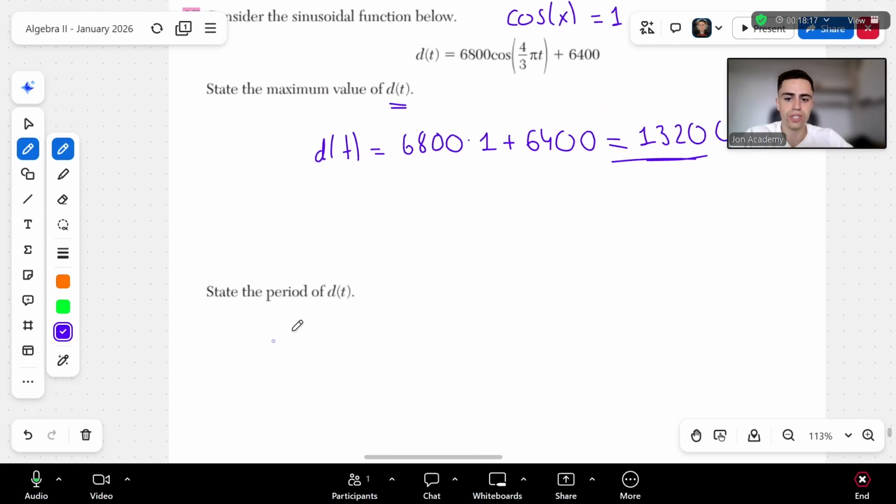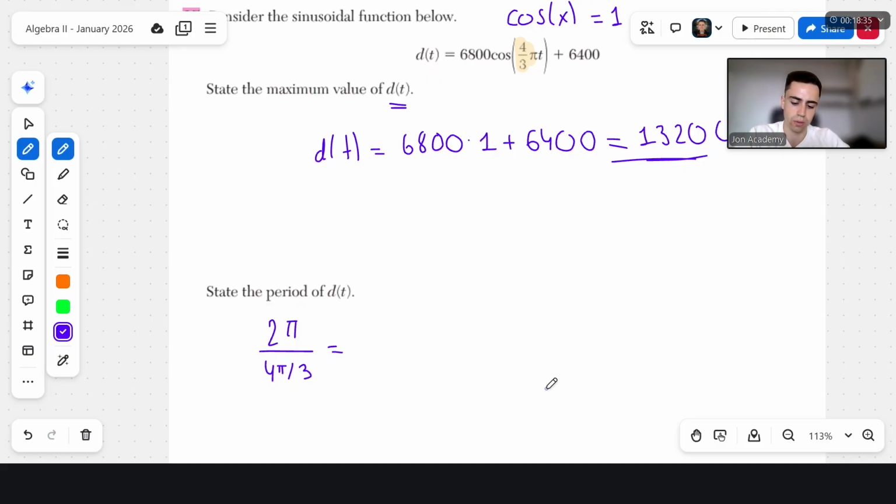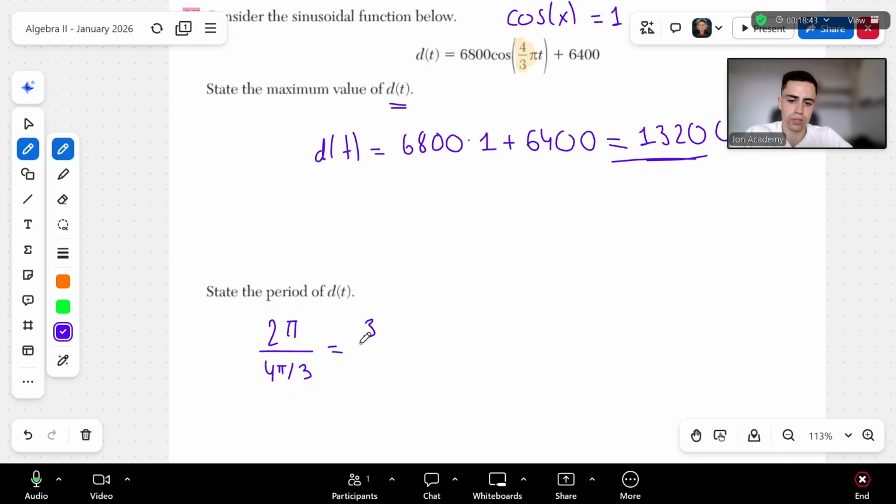The period of d(t), for doing the period we have to do 2 pi divided by the number we have in front of the t, no? So in our case it is 4 pi thirds. And if we do this on the calculator, 2 pi divided by all of that is going to be 4 pi divided by 3. So we are getting 3 over 2, no? Which is equal to 1.5. That's our period. Very good.